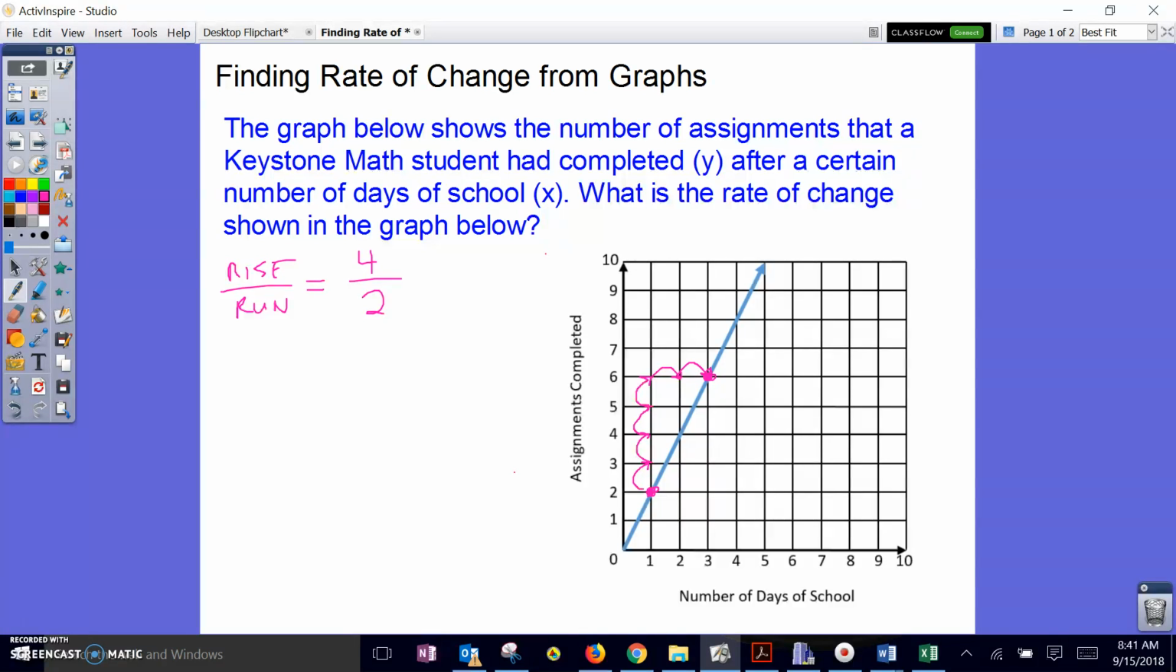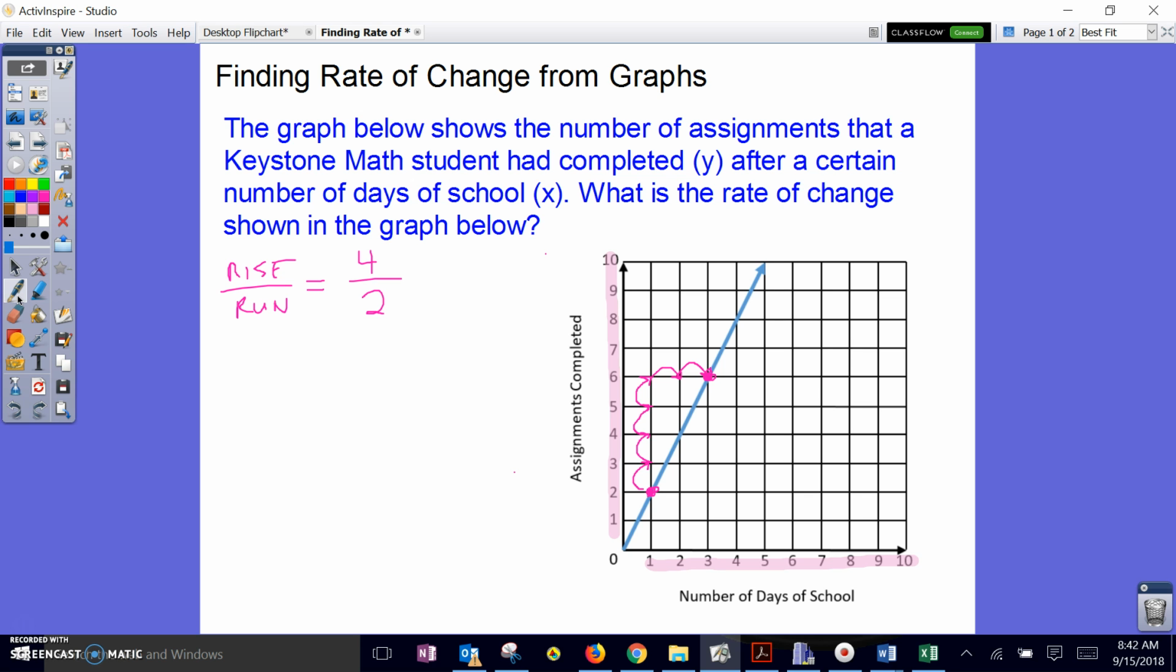Now, something that we want to be careful of when we're doing this is we want to make sure that we're paying attention to the scales on the graph. Each block on this graph grid stands for 1 unit, and so I could just count the rise over run like that, and it's going to give me the exact value that I want. But some graphs will not be that way, and we'll see that in the second example.